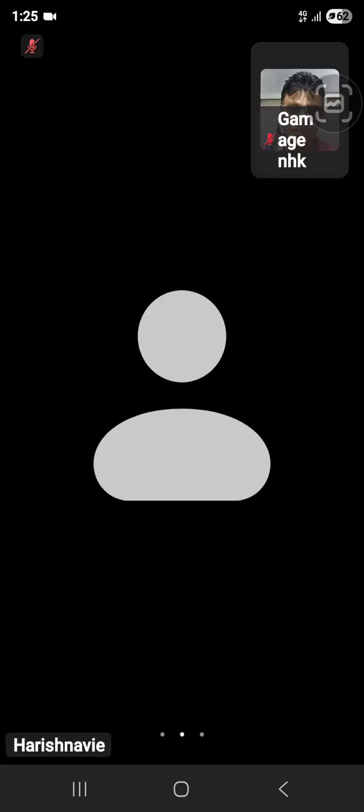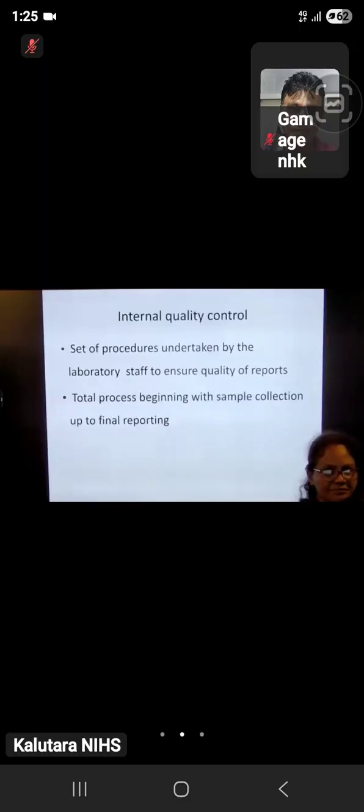Right. Now we come to the second method, internal quality control. Earlier we discussed what is quality assurance, and now we will discuss internal quality control. Set of procedures undertaken by the laboratory staff to ensure quality of report. Here it is mentioned, done by whom? Laboratory staff. This is known as internal quality control.